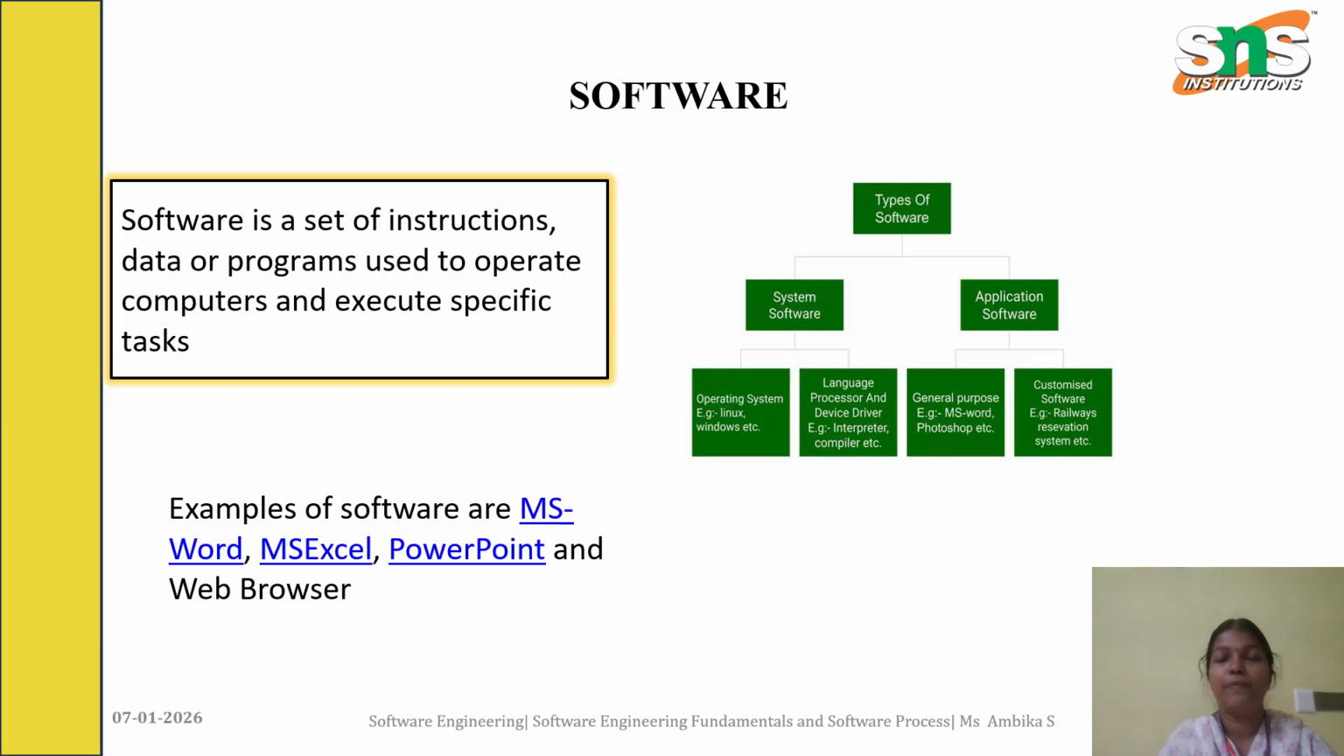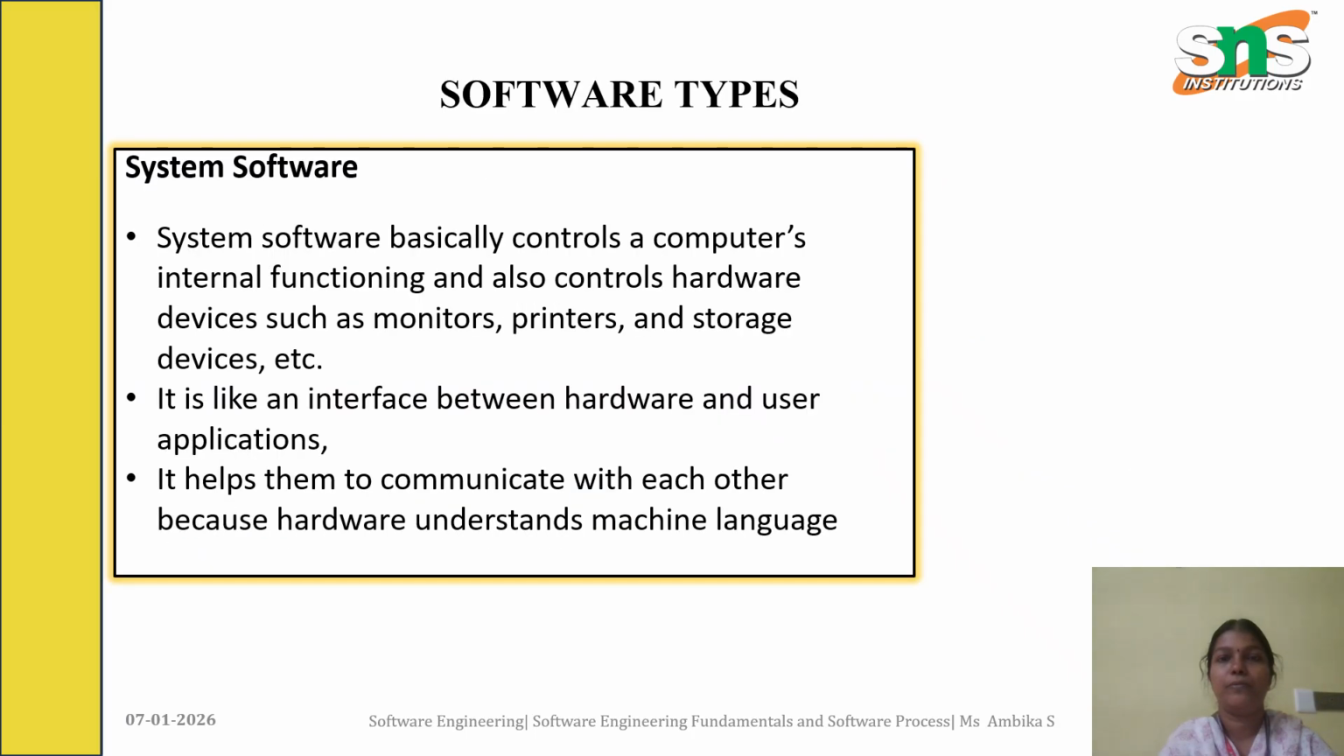There are two types of software: system software and application software. System software is of two types: operating systems like Linux, Unix, Windows, and the language processor and device driver, for example interpreter and compiler. Application software is of two types: general purpose, for example MS Word and Photoshop, and customized software, for example railway reservation system and airline reservation system.